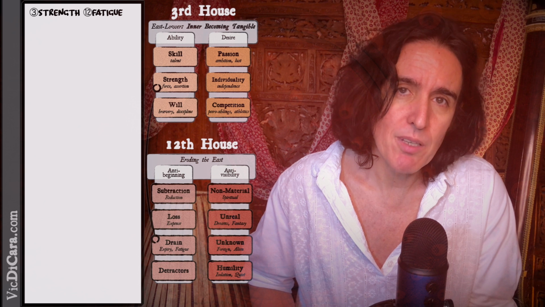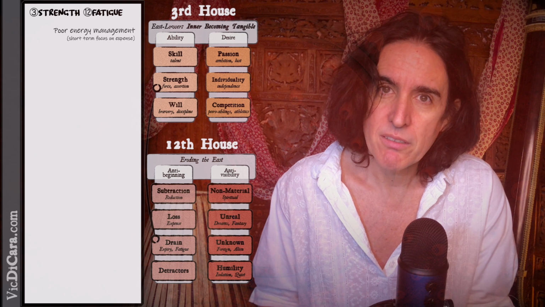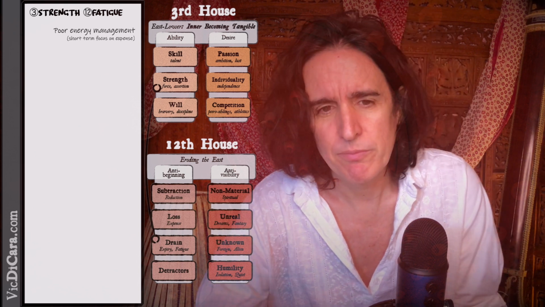Now that we're clear what the third house represents and what the 12th house represents, we can talk about what they signify when they combine with each other. So the first thing to think about is that the third is the house of strength, but the 12th is the house of fatigue or drain. So this is a clash in the symbolism, and it's not going to produce easy results, therefore. So people with third and 12th house combinations, they have to watch their energy management. They'll tend to expend energy abruptly on the present moment and not maintain for long term.